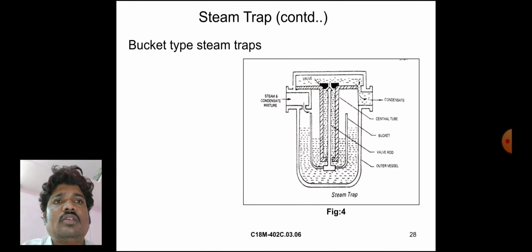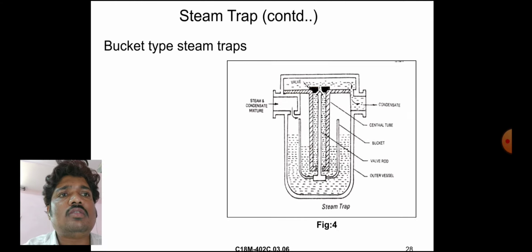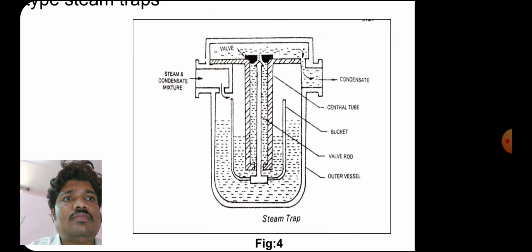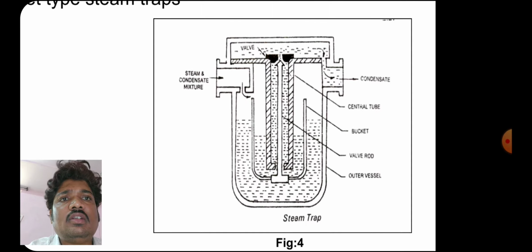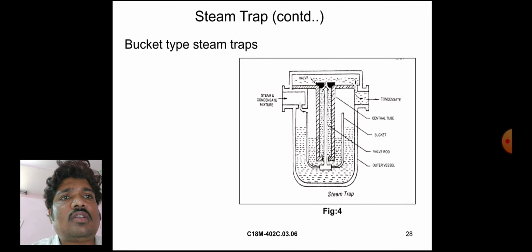The steam trap as shown in this figure, bucket type steam trap. Steam and condensate mixture. This is a steam and condensate mixture component. Valve, condensate, central tube. This is a central tube. This is a bucket, valve rod, outer vessel. These are the components of the steam trap.